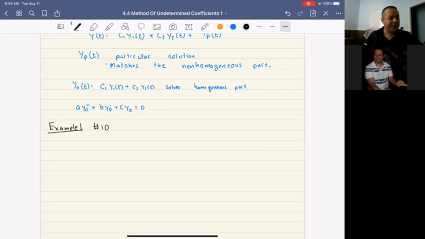Let's start with number 10 in the text. That's going to be y'' + 2y' - y = 10. We're not going to have any initial conditions, so I don't have to solve for C1 and C2, but I am going to solve the homogeneous part.